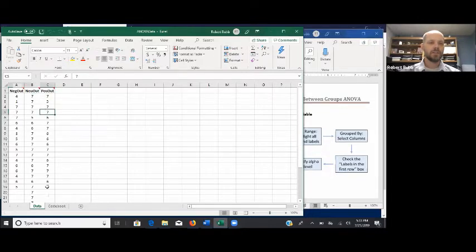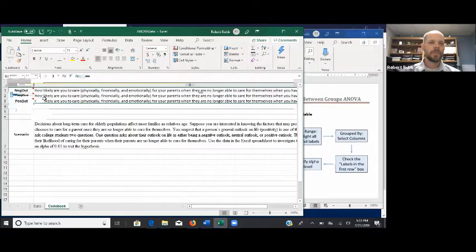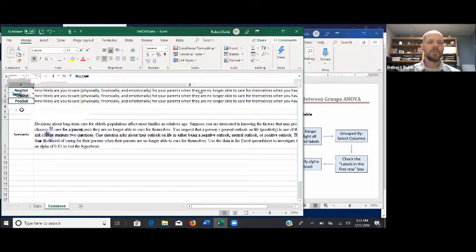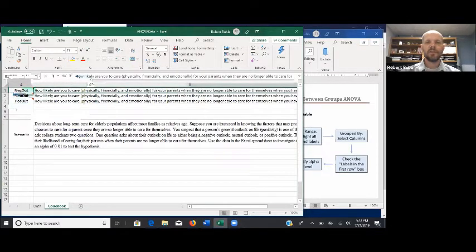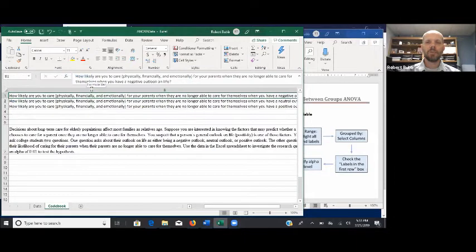So let's go take a look at the code book. Let's get a better feel for our data here. So you're going to see our 3 variables here. And so in this case, negative outlook is how likely are you to care physically, financially, and emotionally for your parents when they're no longer able to care for themselves when you have a negative outlook on life. The second sample that we have is how likely are you to care physically, financially, and emotionally for your parents when they're no longer able to care for themselves when you have a neutral outlook on life. Then finally, it's the same question, your likelihood to care, except now when you have a positive outlook on life.